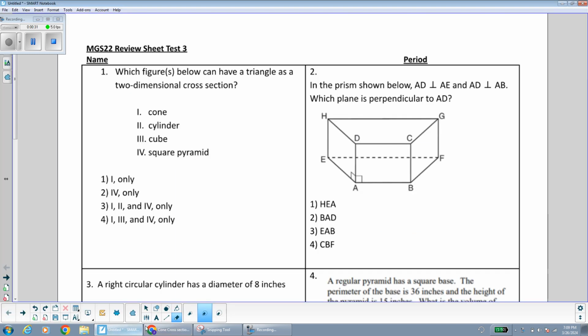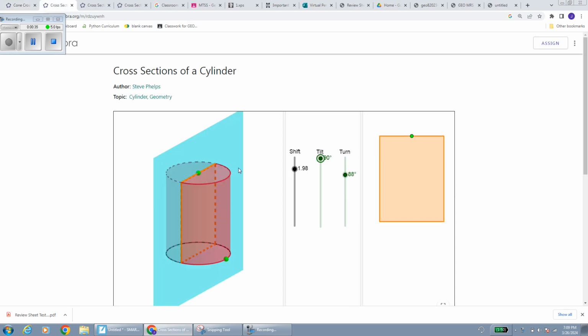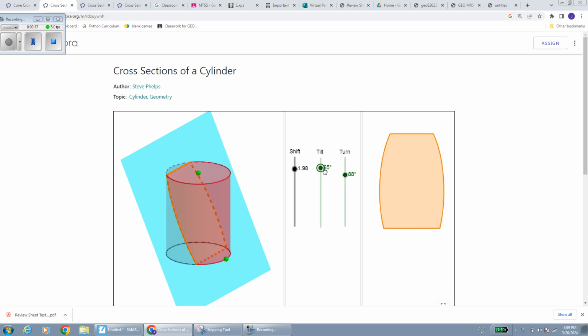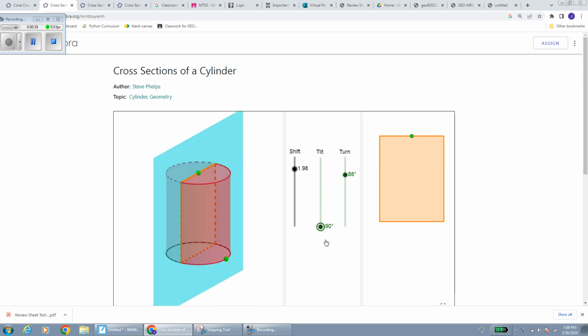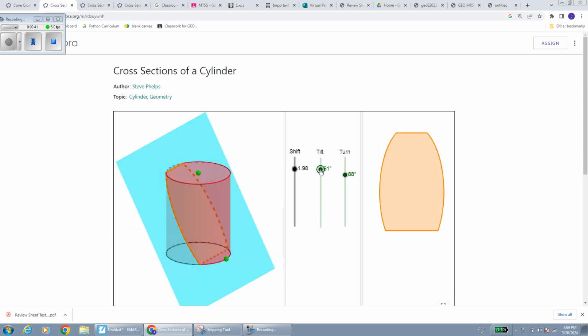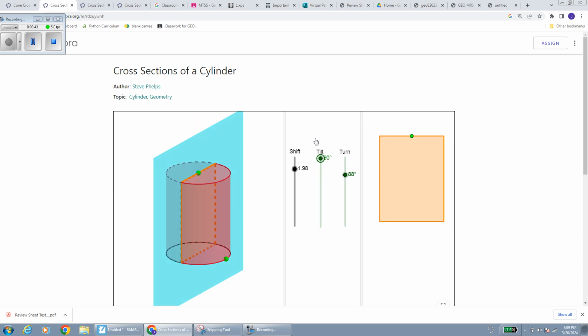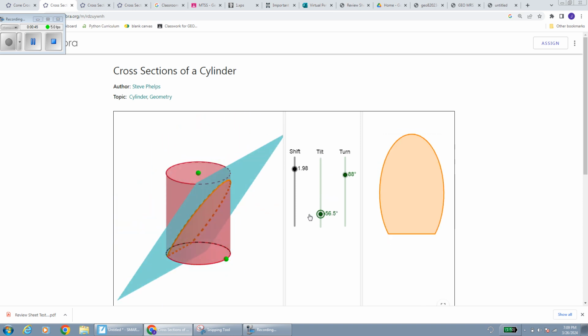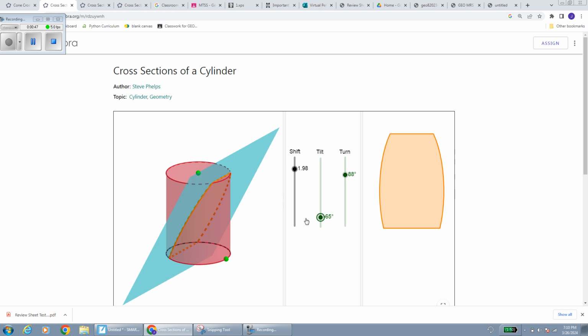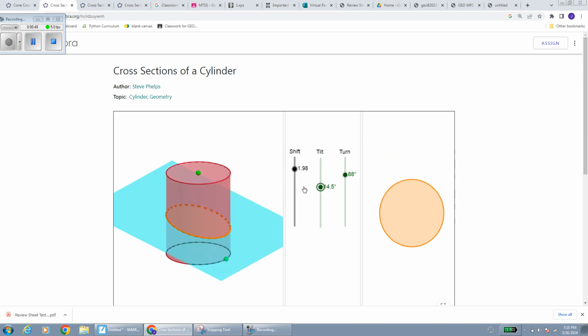The next one is cylinder. For a cylinder, I'm going to try to tilt this. And so far, I'm shifting it all around and I'm not really seeing a triangle. So I'm thinking maybe we can't get a triangle from a cylinder.